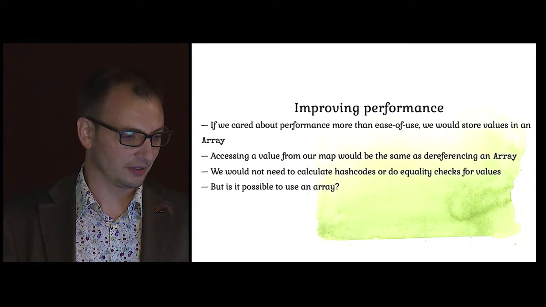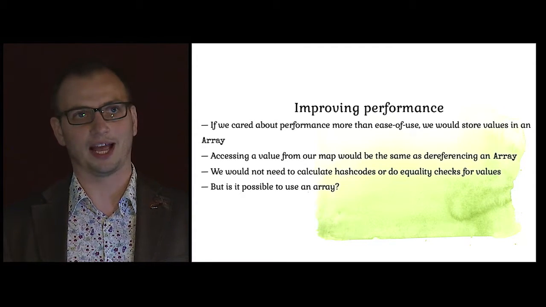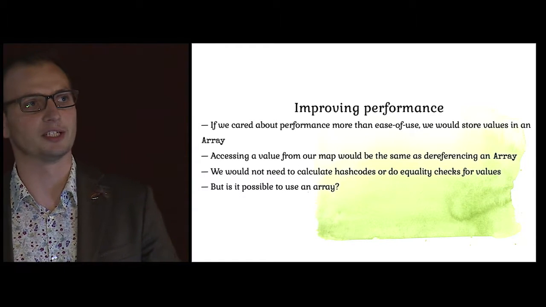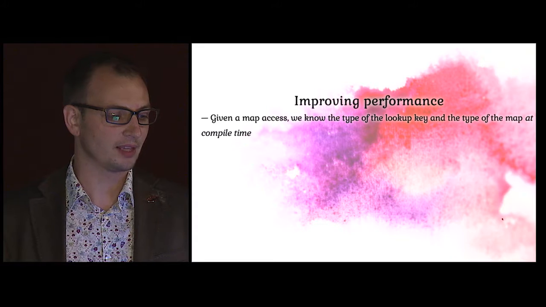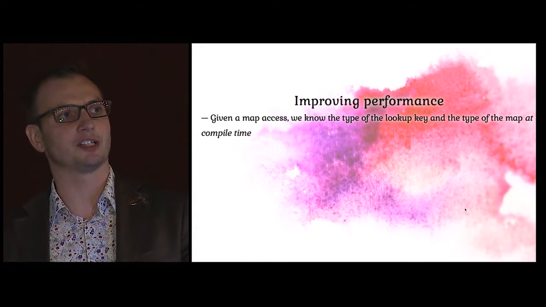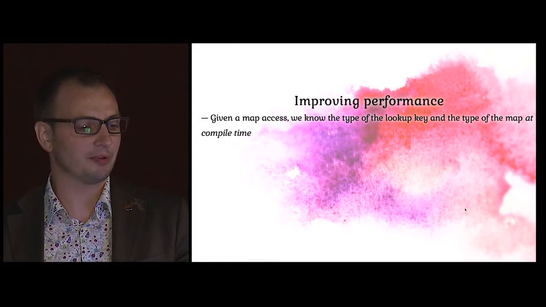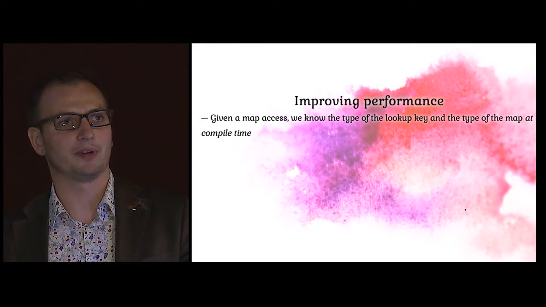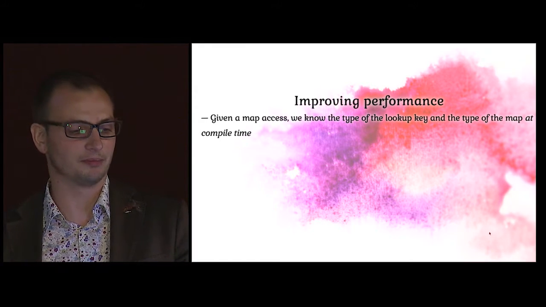So I've said all that. But is it possible to use an array without actually having the reasonably horrible interface of an array? Well, I think it might be. So given an access to our map, our types map, we know the type of the key we're looking up, we know the type of the map, and we know both these things in advance of actually running them.